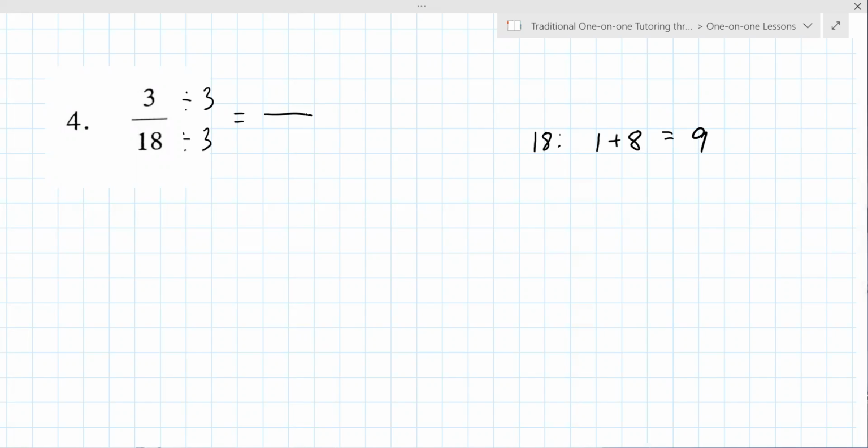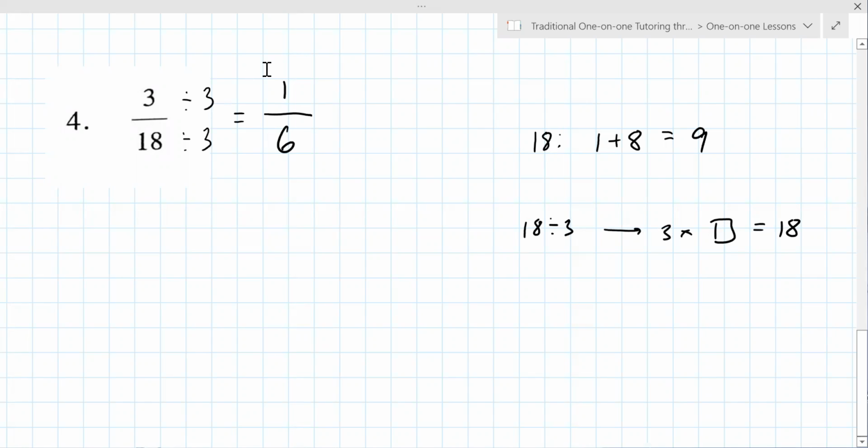And that is 1/9. Try again. 18 divided by 3. So the alternative way of looking at it is 3 times what number gets you to 18? Oh, 1/6. 6. Very good.